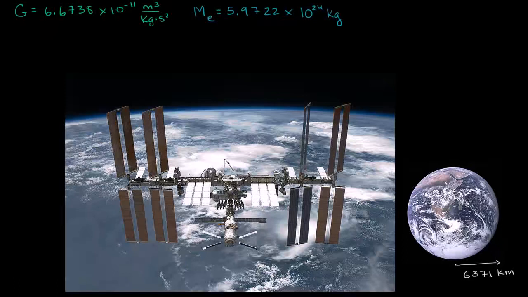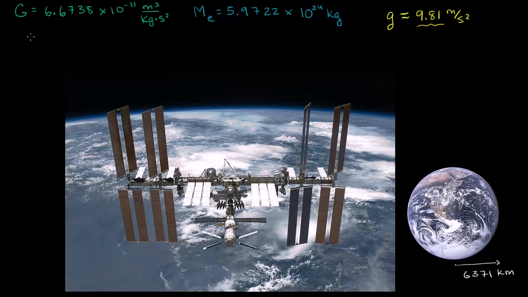Most physics books will tell you that the acceleration due to gravity near the surface of the Earth is 9.81 meters per second squared. And this is an approximation. And what I want to do in this video is figure out if this is the value we get when we actually use Newton's law of universal gravitation.